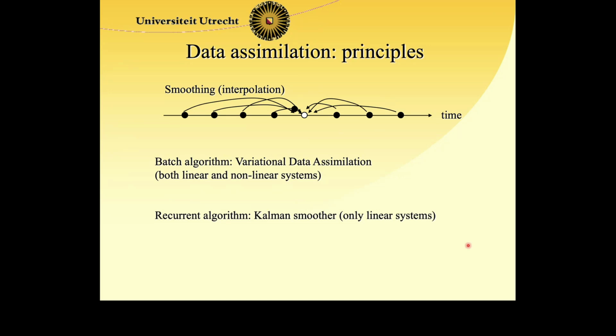So smoothing is more for interpolation. So you also use observations from the future to optimize this state. Like I said, you can have a recurrent algorithm. You basically go through the state like this, and then you go back, or you go through it a number of times. That's one way of doing it. That's a Kalman smoother. Or you minimize that set of equations that I showed you, and then you minimize in one go by estimating the value at all the locations in one go.